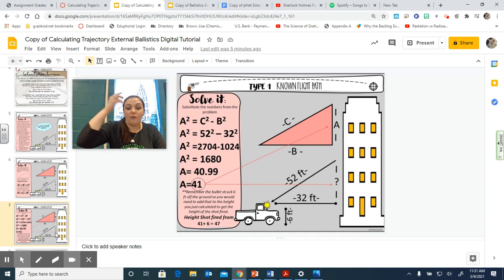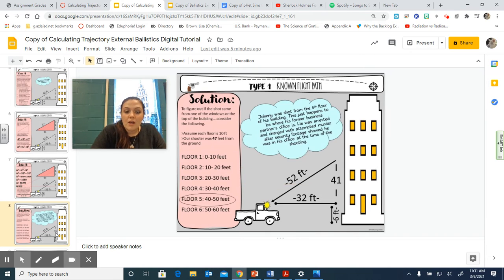So then you just figure out, what is the height of each floor? So here you'd look: first floor, 10 feet, second floor goes to 20 feet, third floor goes to 30 feet, fourth floor goes to 40 feet, the fifth floor goes to 50 feet, and we just stated that we're at 47, so that's the floor we're on. He's on the 5th floor.